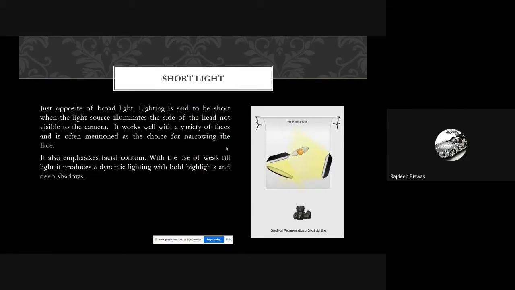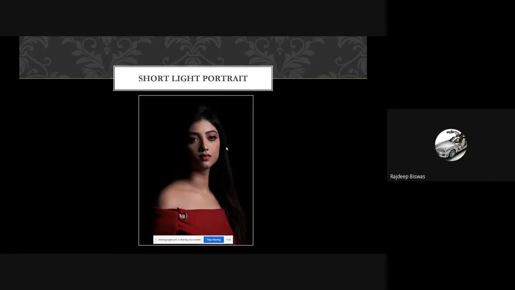Or just the opposite. If you want to cut down a face, a person with a huge face, if you want to give the impression that it's narrow, and if you want bold highlights and all these things, short light is for you. See, the same subject.